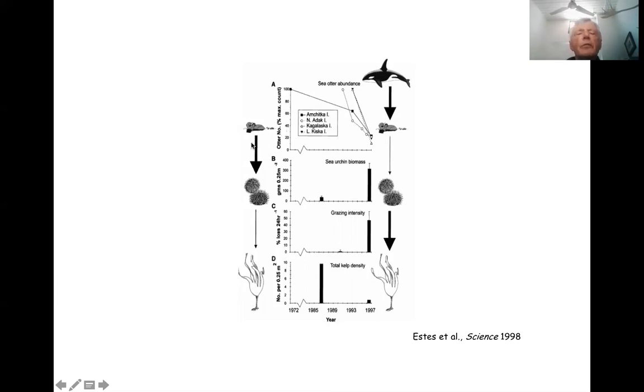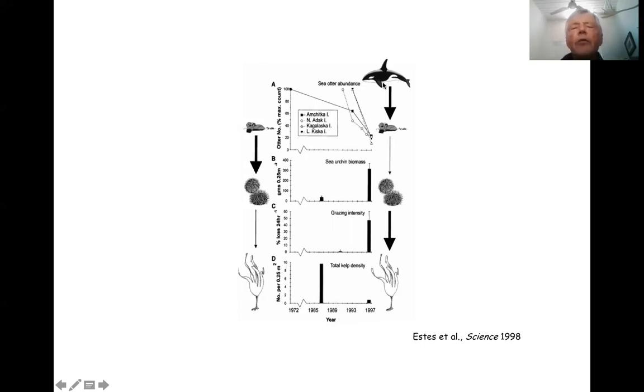That is, when the system started out back in the 70s and 80s and up until the early 90s, otters were abundant, urchins were rare, kelp were abundant. And you can see that in these plots. The abundance of otters was high to start with. The abundance of urchins was low to begin with, and the abundance of kelps were high to begin with.